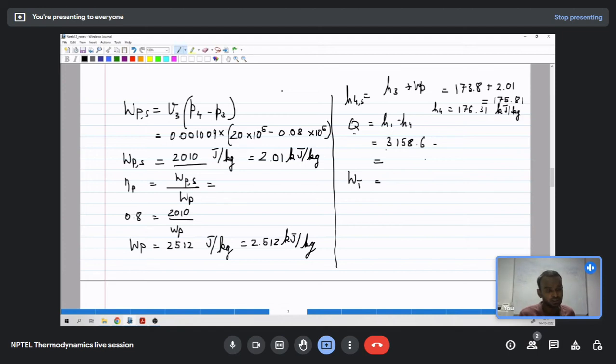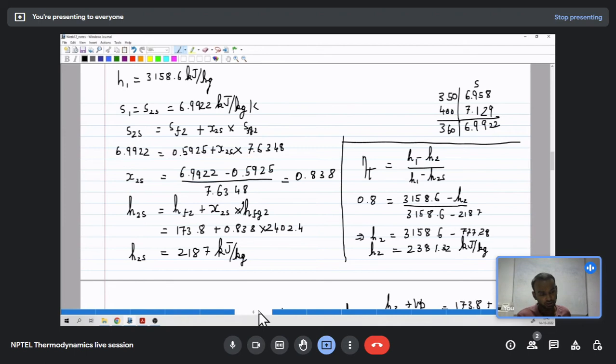For calculating the heat added by the furnace, we have H1 minus H4, and H1 is 3158.6, and H4 we have just calculated, it is either 176.31 or 175.81, so I will roughly take 176. So now we have this as 2982.6 kilojoule per kg. Now we have turbine work.